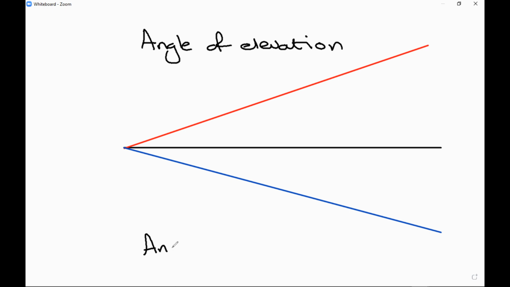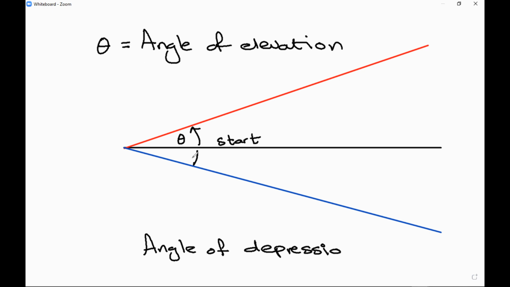So I'm going to write your angle of depression. You start from the horizontal and then you work your way upwards. That's going to become the angle of elevation. If you start from the horizontal and you go downwards, this is going to be your angle of depression. Now let's look at a question.